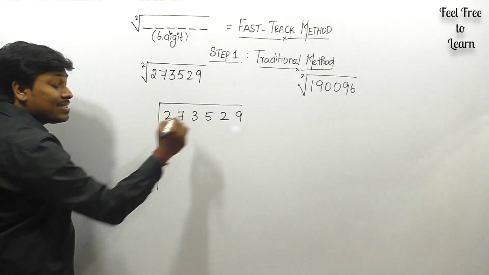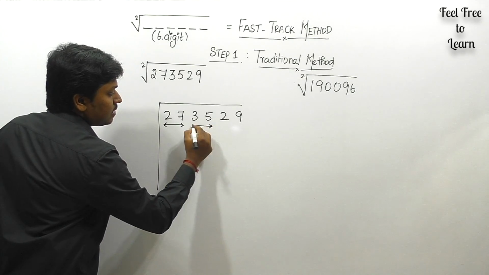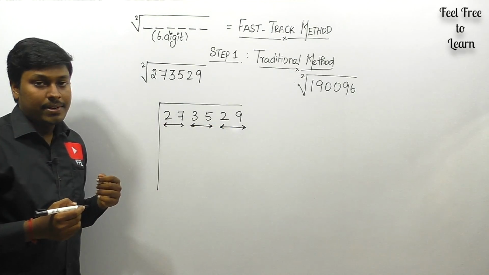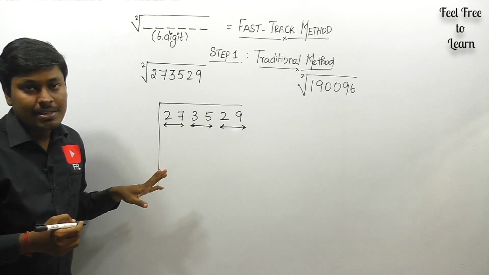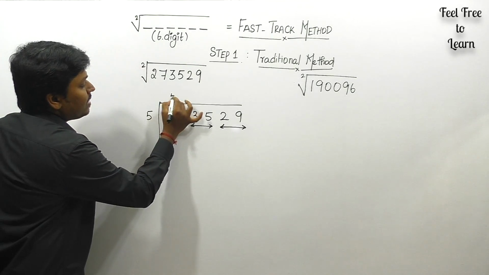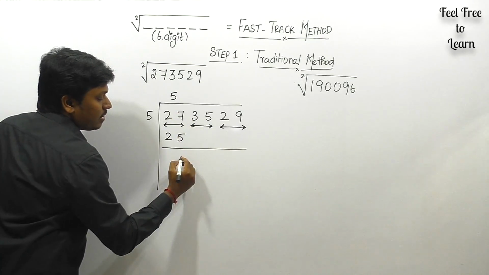Split this 6-digit number into 2 digits each. So first 2 digits, the next 2 digits, and the last 2 digits. The first 2 digits are 27. So 4 square is 16, 5 square is 25, 6 square is 36. Definitely it won't be 6, right? So definitely the number should be 5, because 5 into 5 will be 25. And we got a remainder, that is 2.